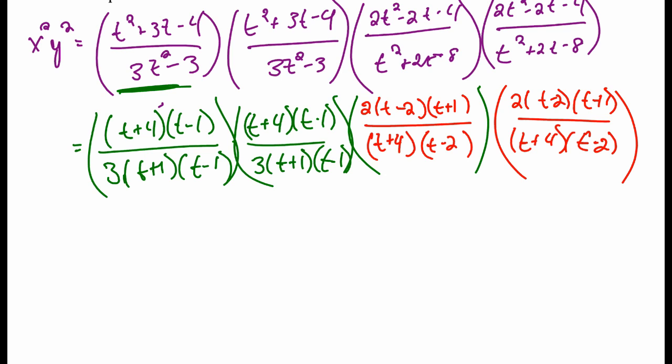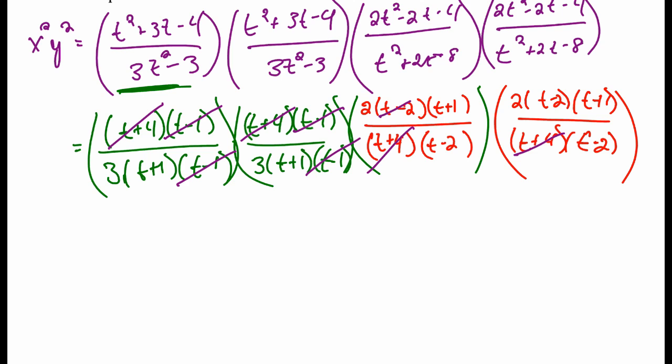I have a factor of t plus 4 in the numerator. I also have a factor of t plus 4 in the denominator. Because these are all multiplied together, we can actually go through and do the division. I have a t minus 1 in the numerator, a t minus 1 in the denominator. Say goodbye to it. t plus 4, t plus 4. Notice how one's in the numerator, one's in the denominator. t minus 1, t minus 1.